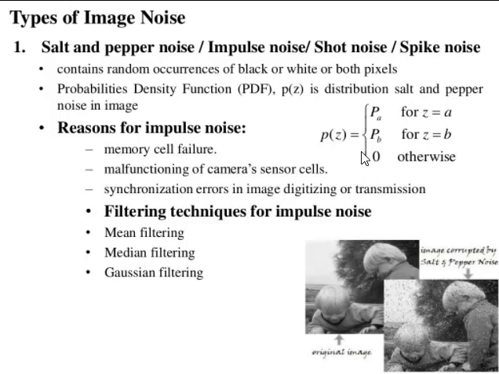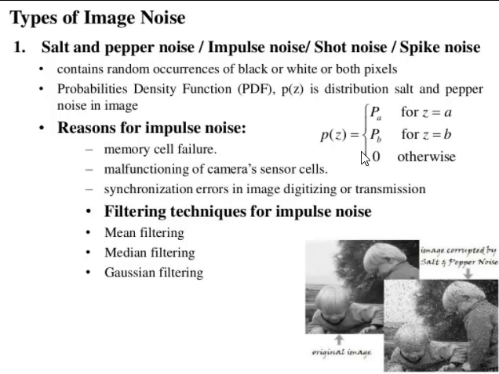We can generalize salt and pepper noise by a probability density function p of z. The value of p of z is p of a if z is equal to a, p of b if z is equal to b, and 0 otherwise.